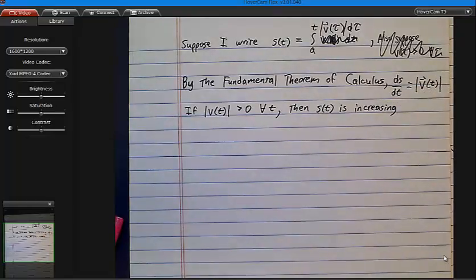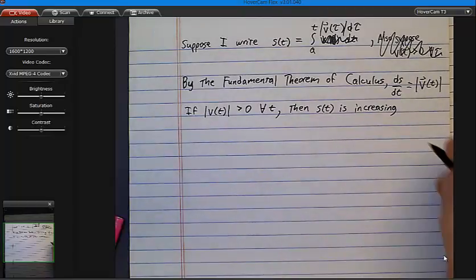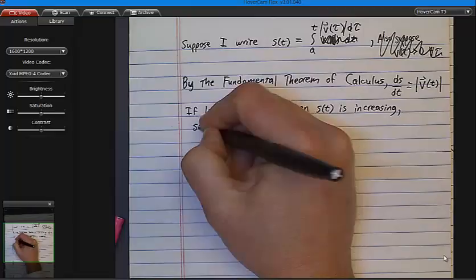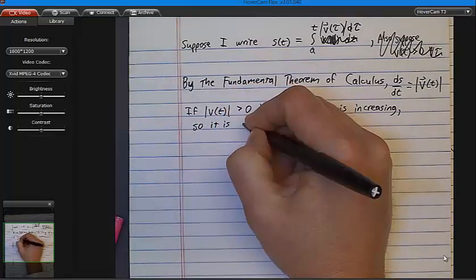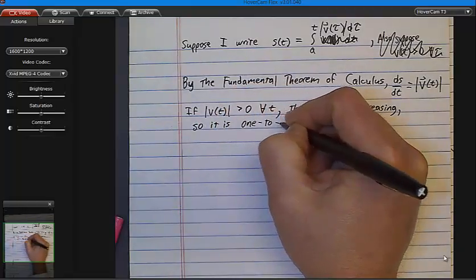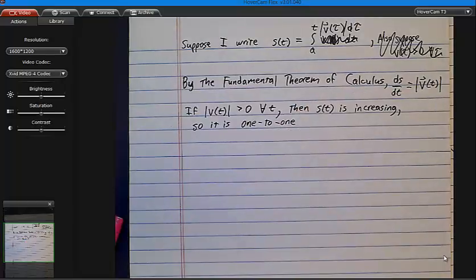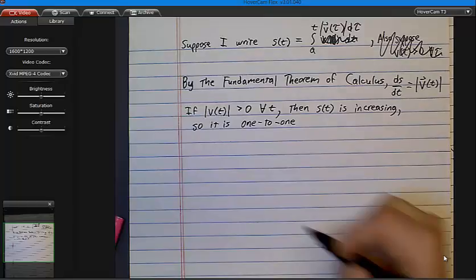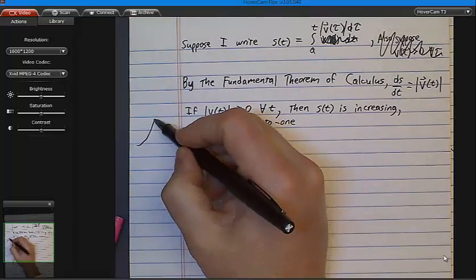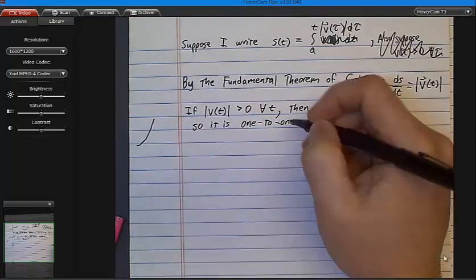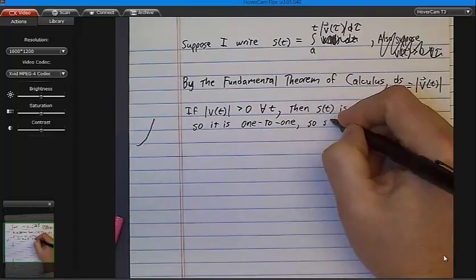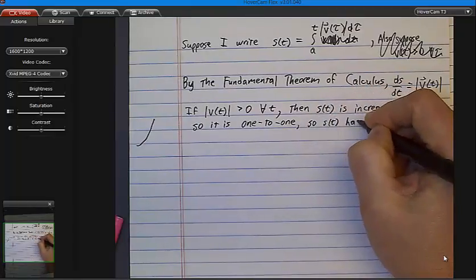S of t is increasing. If S of t is increasing, so it is 1 to 1. Do you remember those words in Calc 1 somewhere? No? Oh, yeah? Do you know what they mean? I don't know. We've heard them. Oh, we did that, though. If you have an increasing function, you're in good shape. So S of t has an inverse.